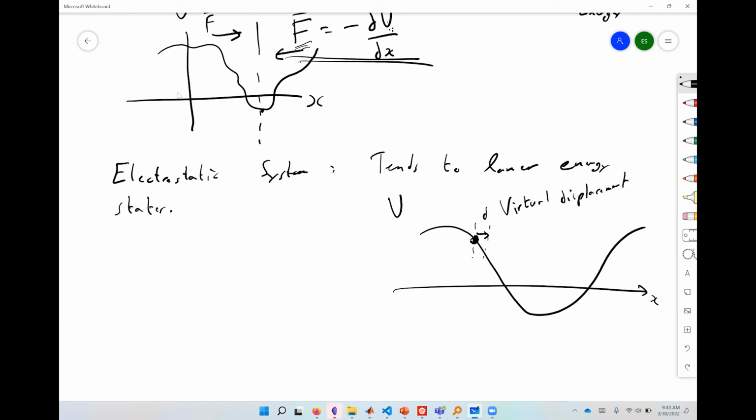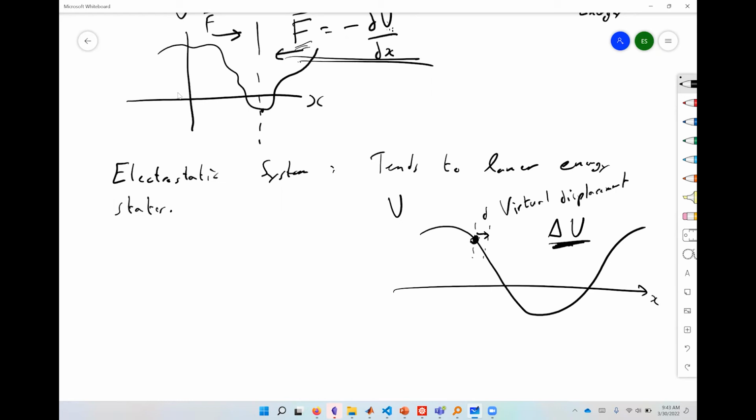The particle didn't actually move. In my mind, I thought, what would happen if the particle displaced this amount, right? And then I calculate delta U if the particle displaced this amount. If there is a delta U, then there's a force. If this is something like a flat surface, there is no delta U, there is no force. The particle will do nothing. The particle will sit there, okay?